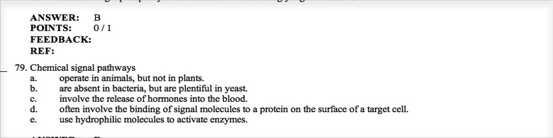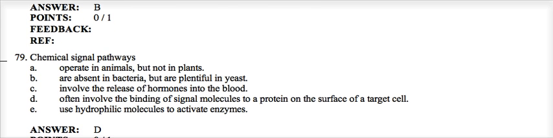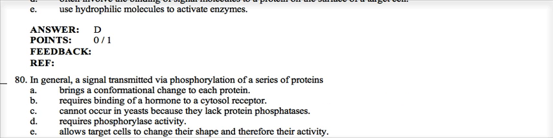All right, so the answer is D. Often involve the binding of signal molecules to a protein on the surface of a target cell. So that's just the definition of chemical signal pathways.